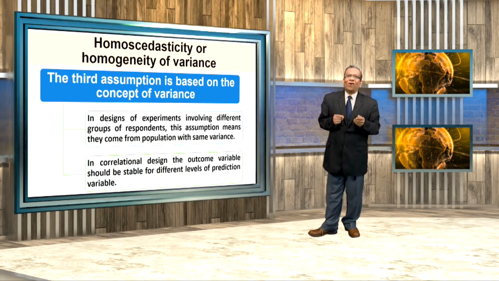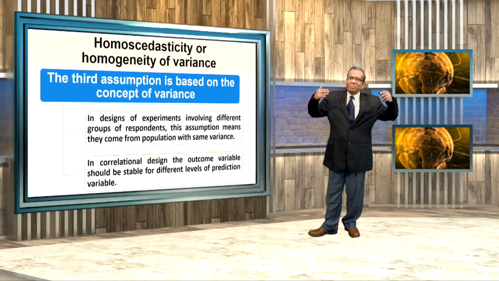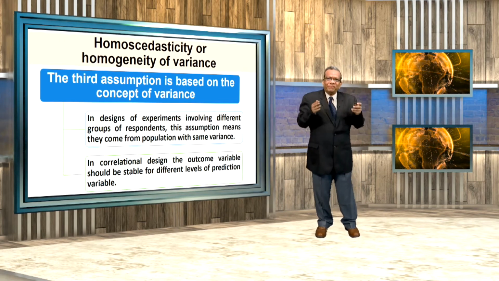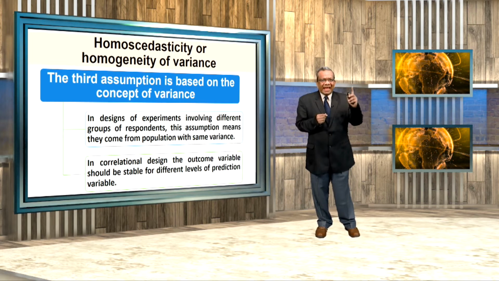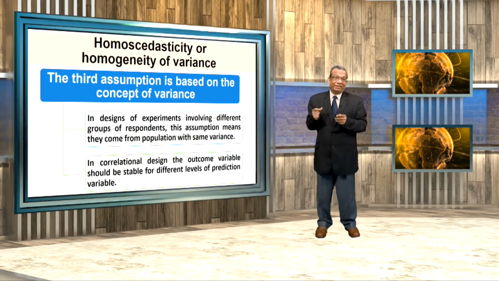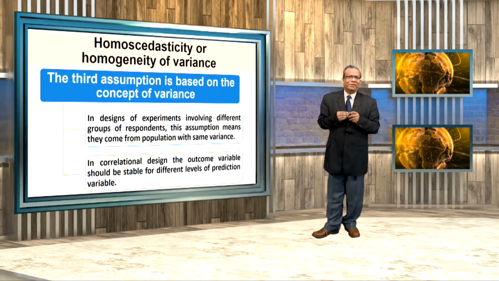Homoscedasticity or homogeneity of variance. So far we have talked about how bias can affect the means. The third assumption is based on the concept of variance. In design of experiments involving different groups of respondents, this assumption means they come from populations with the same variance. In correlation design, the outcome variable should be stable for different levels of the predictor variable. Let me explain a little further.